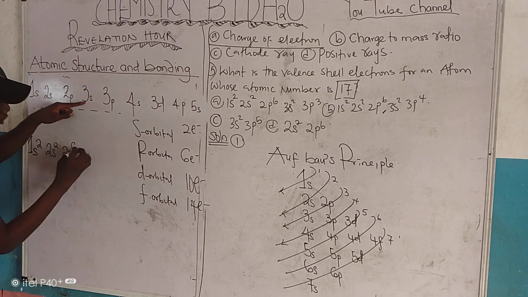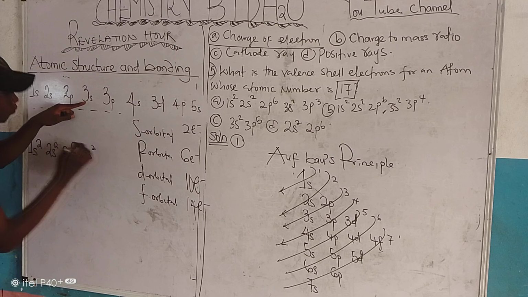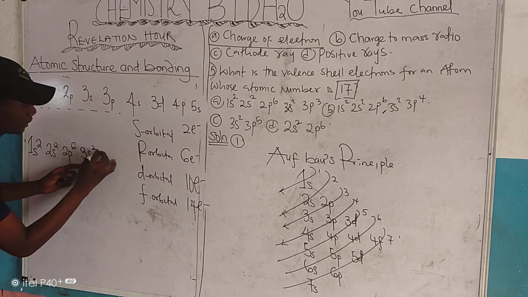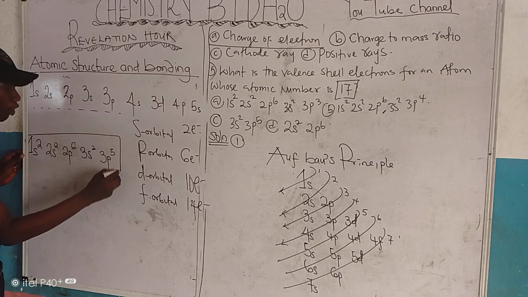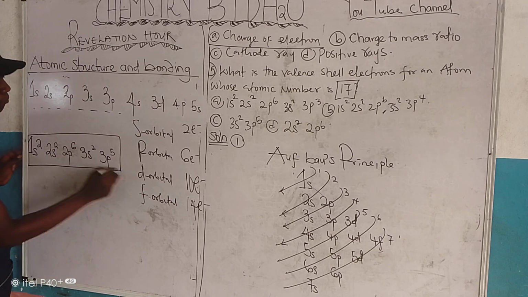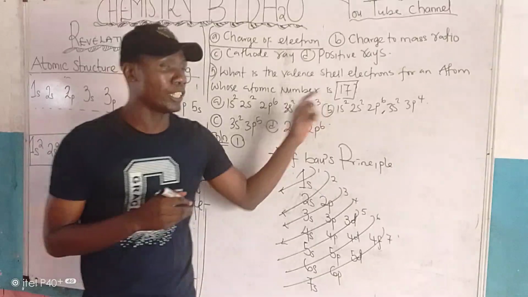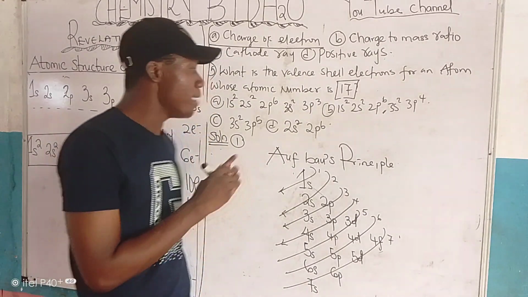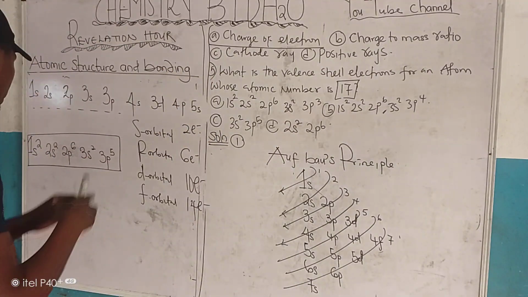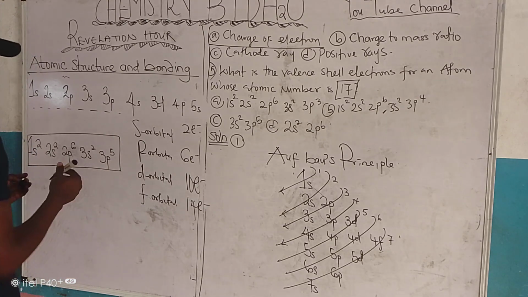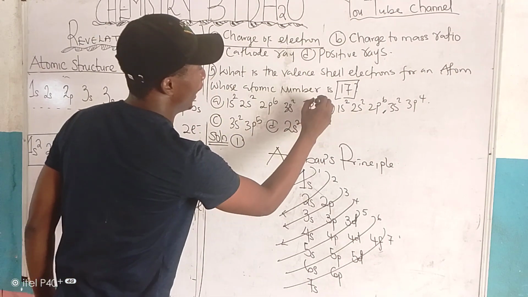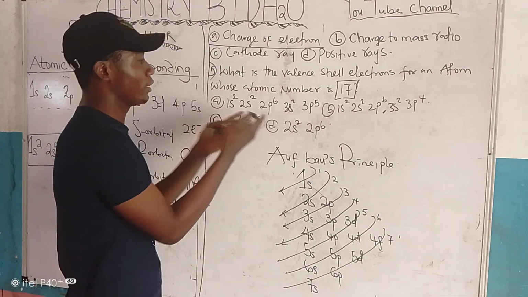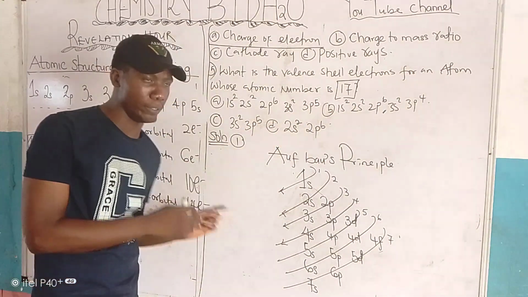So I'll go to the next one, it is 3s2, and the last one is 3p5. And this is the electronic configuration for an atom whose atomic number is 17. Now, many students will be quick to shade option A. Peradventure, this one is 5. If you shade this, you have failed it.